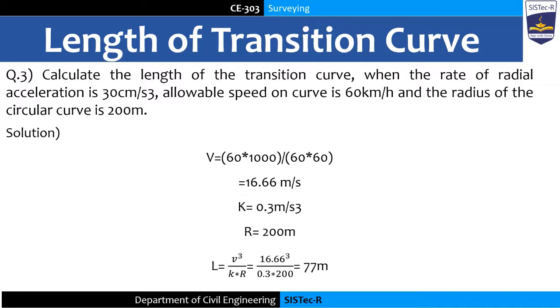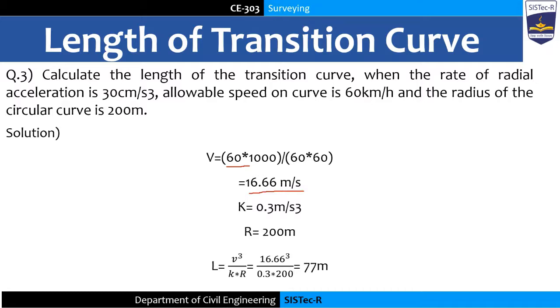So in this case the rate of radial acceleration is given, that is 30 centimeter per second cube, allowable speed is given, that is 60 km per hour, and the radius is given, that is 200 meter. First of all I will convert the speed from kilometer per hour to meter per second. Speed given is 60 km per hour, so I will get 16.66 meter per second. I have done nothing but just converted the speed in meter per second from kilometer per hour.